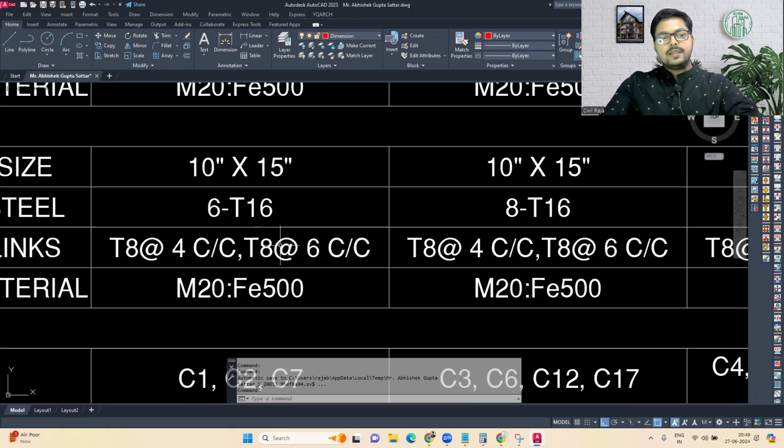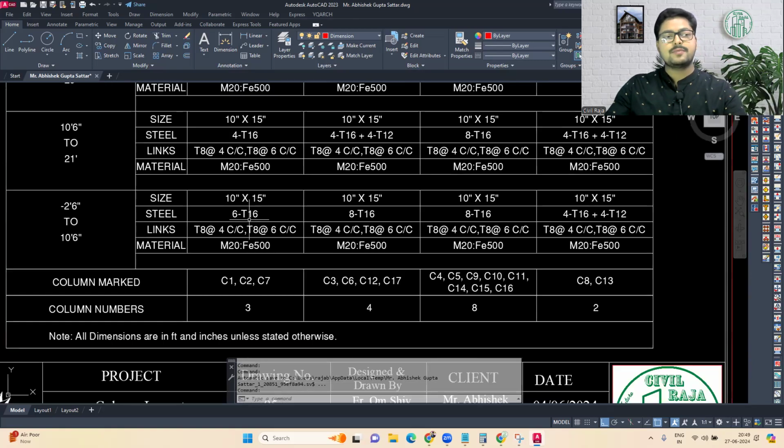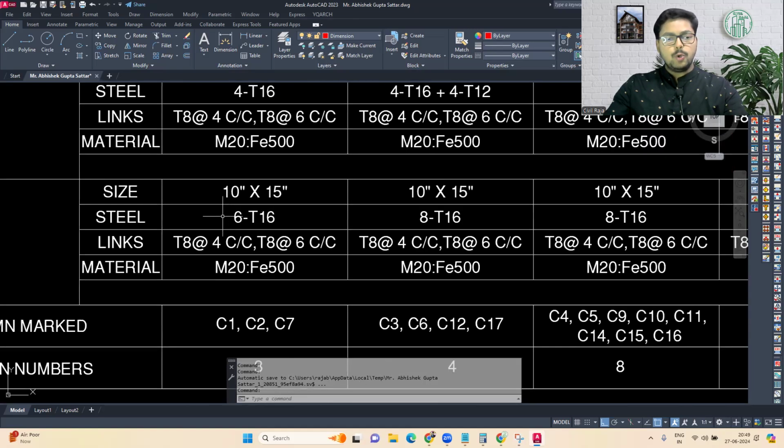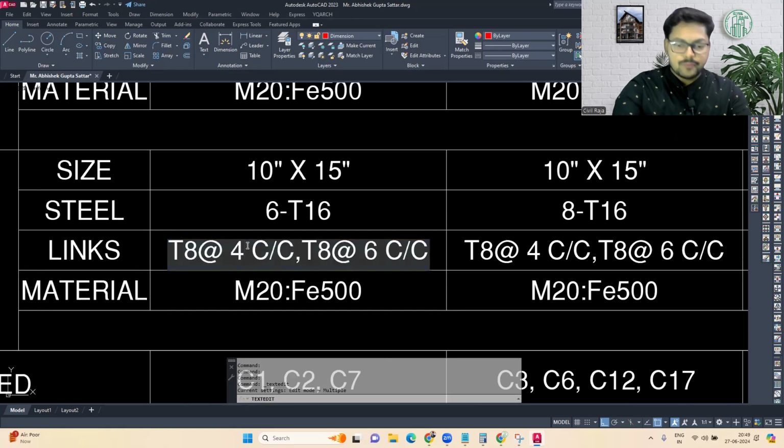Now, what should be the spacing of the rings, or you can say the ties, of the column? In the local language, we call it rings. In the technical language, we call it ties for the columns, and stirrups for the beams. For the length of L by 4 at both ends, we have to provide a T8, that means an 8 dia bar at 4 inches center to center.